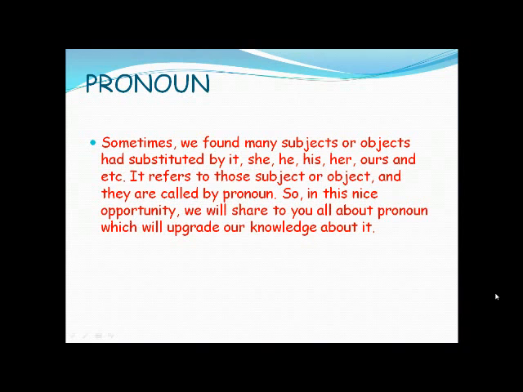Pronoun. Sometimes we find many subjects or objects substituted by it, she, he, his, her, ours, and etc. It refers to those subjects or objects, and they are called pronouns. So in this nice opportunity, we will share with you all about pronouns, which will surely upgrade our knowledge about it.